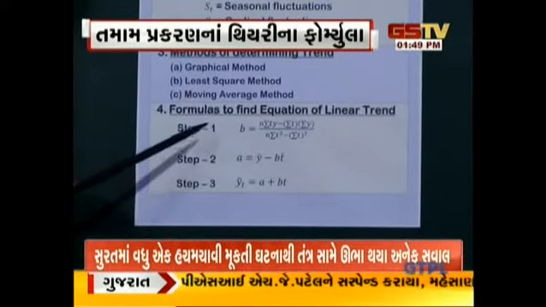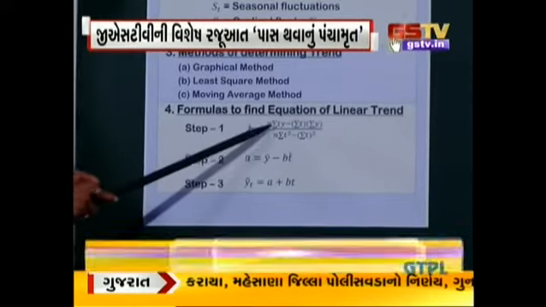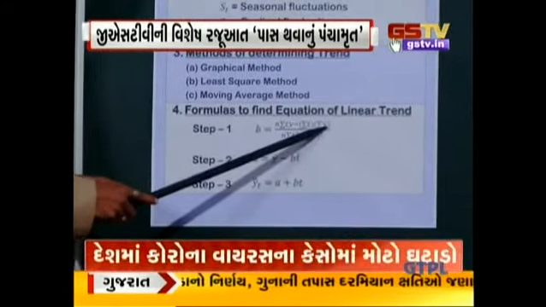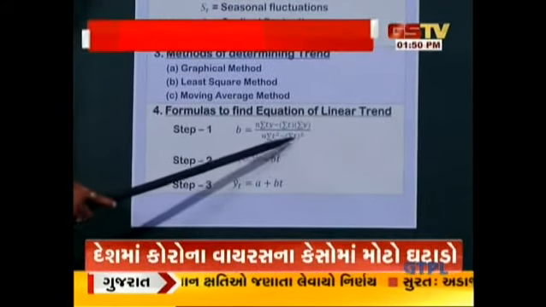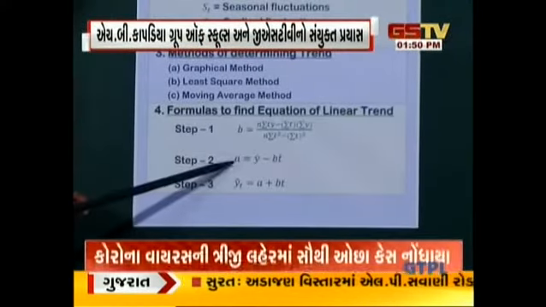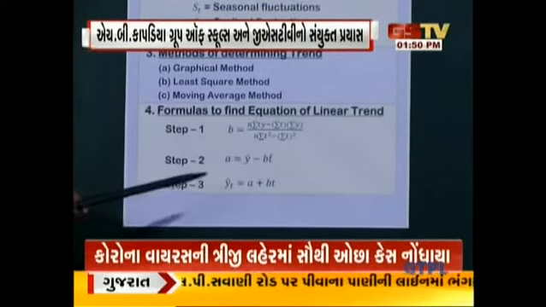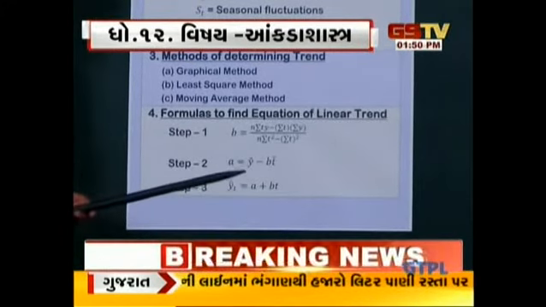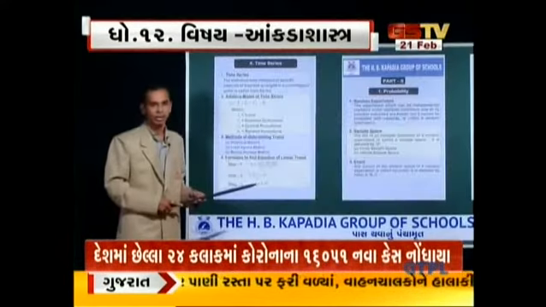Step 1, first we have to find the value of b, where b is equal to n sigma ty minus sigma t into sigma y whole upon n sigma t square minus sigma t whole square. In the second step, we have to find the value of a is equal to y bar minus b t bar. You can find out the value of t bar by sigma t upon n, and you can find out the value of y bar by sigma y upon n.